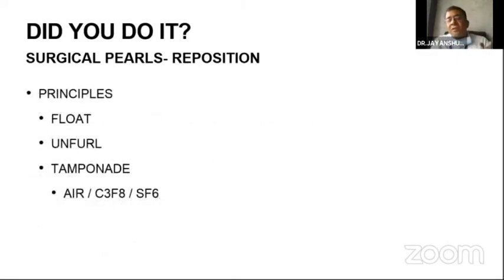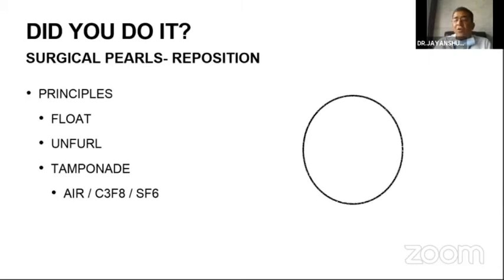And for the principles of reposition, we have to float it. Means if it is close to the iris, we just float it back up to the cornea. We have to unfurl it. If it is a scroll, we have to unfurl those folds. And finally, we have to use a tamponade, whether it is air, whether it is C3F8, whether it is SF6, mostly depending on the availability as well as on the extent, because you have to understand that air will disappear in 3 to 4 days time. So if I have a small detachment close to the wound, I may go in for air, but if I have a larger area, I would prefer C3F8 or SF6, which is going to stay in the eye for a slightly longer period of time.